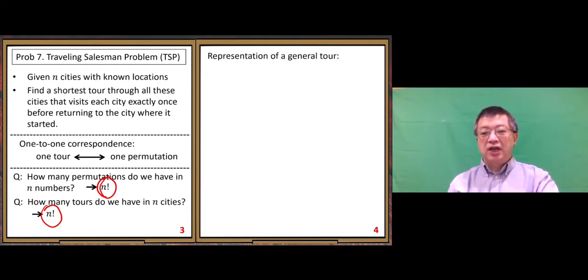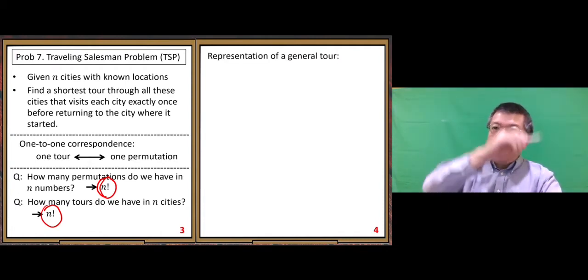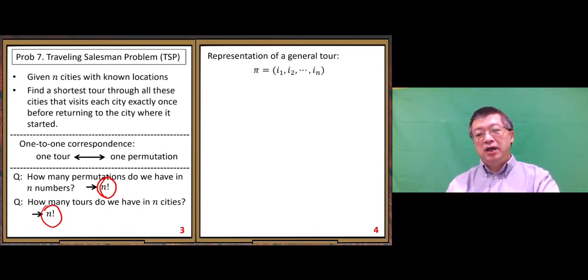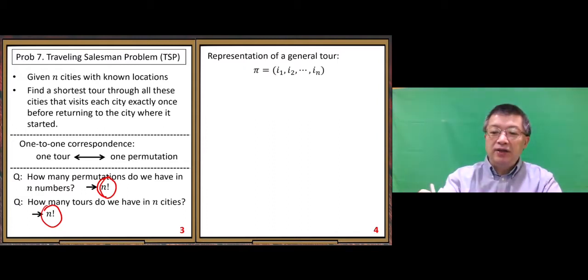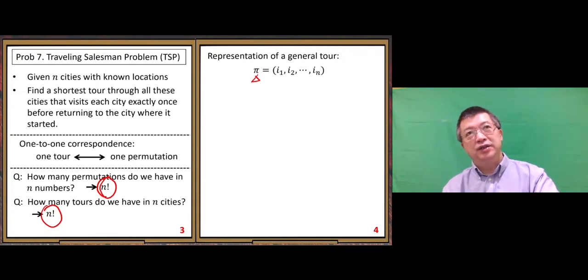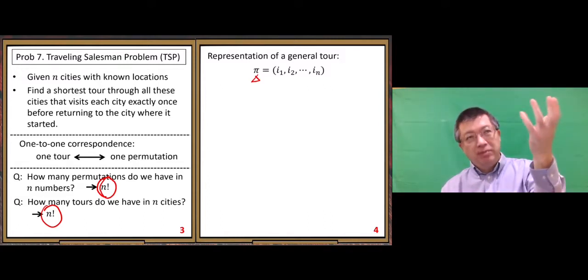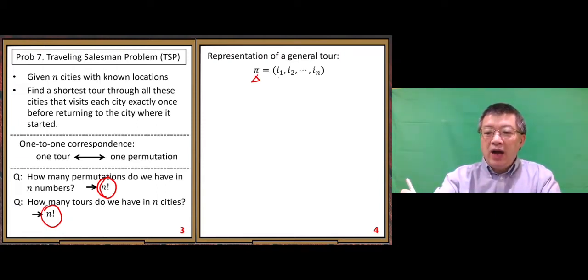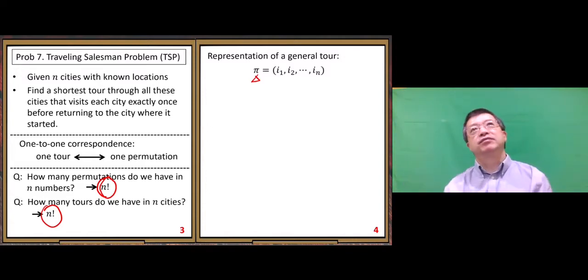All right, so next, let's try to represent a general tour using good symbols. Here, because we just want to represent a permutation, I use pi, not a circle, that symbol pi, for a permutation. Pi equals i1, i2, ..., in. This is a very general representation of a permutation.